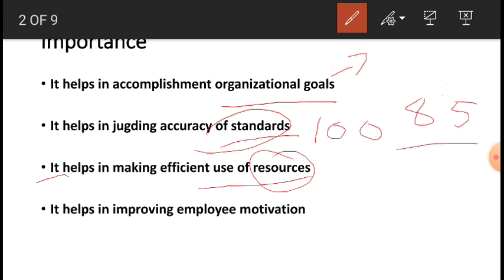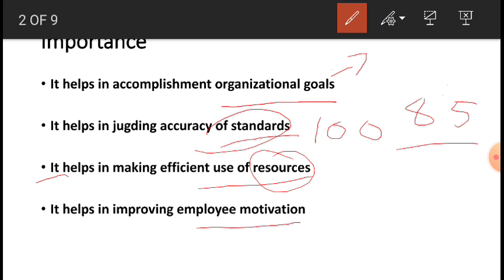for 4 marks. So in controlling, you should write this point: it helps in making efficient use of resources. That means whatever resources are there in the company, it can be money, time, or employees, controlling helps to use them in a good way. Controlling helps to use the resources in the organization, like money, time, and natural resources.